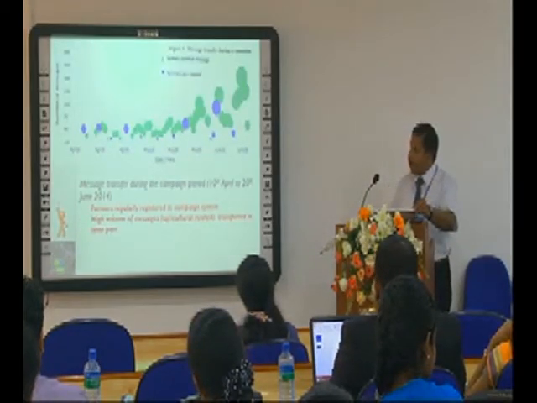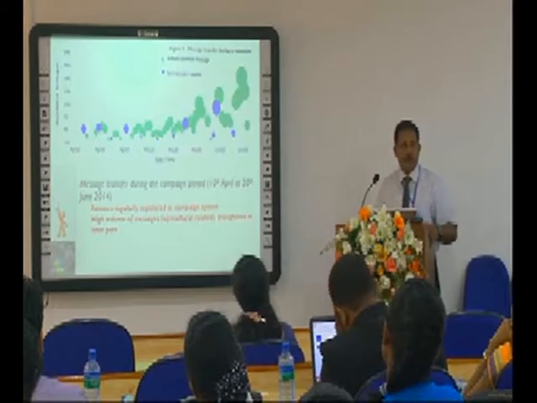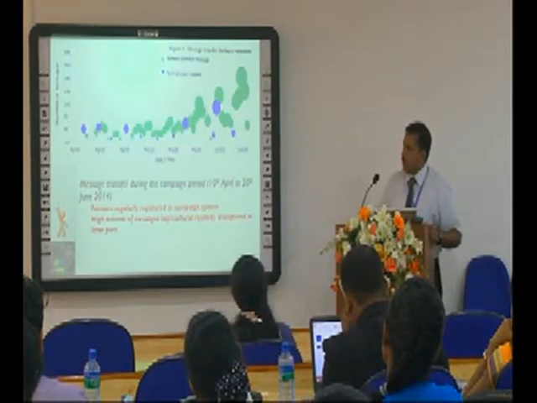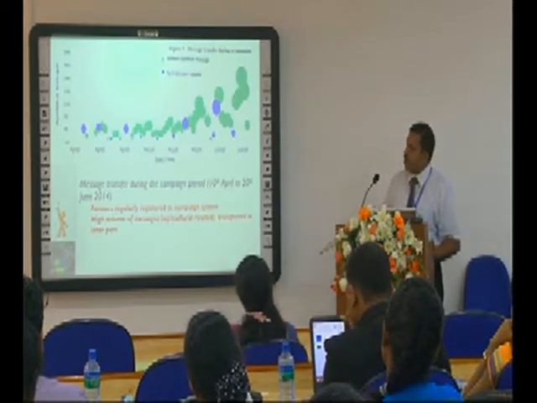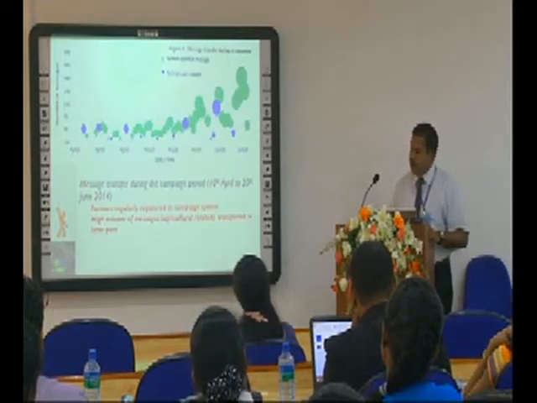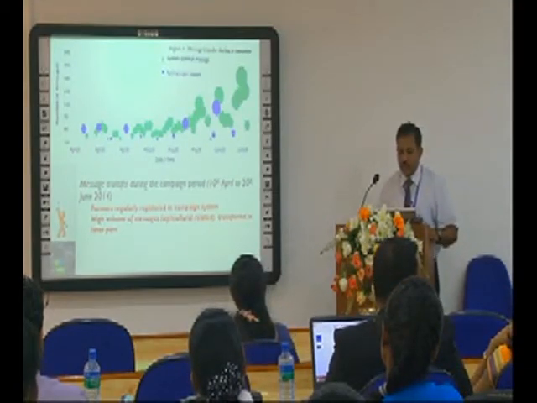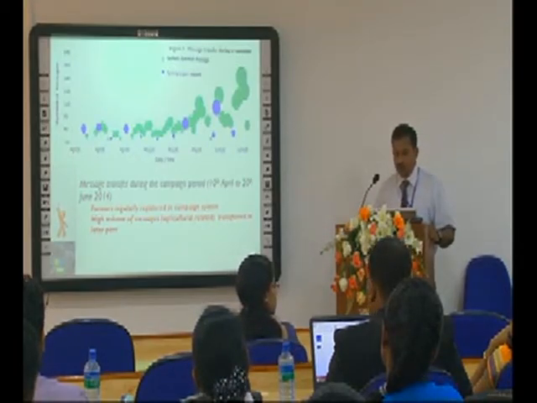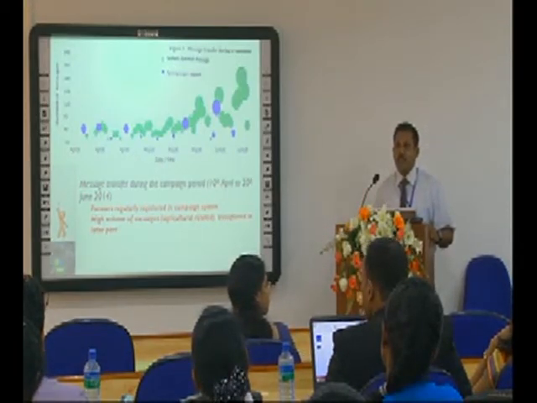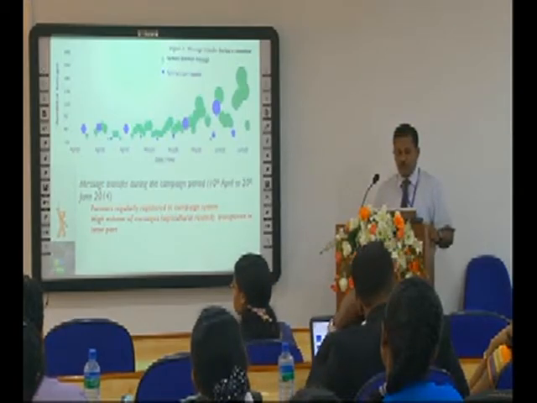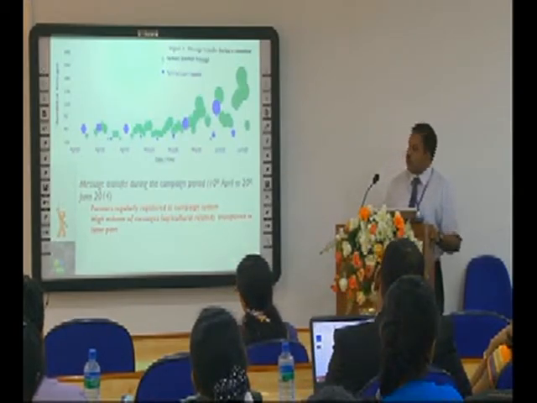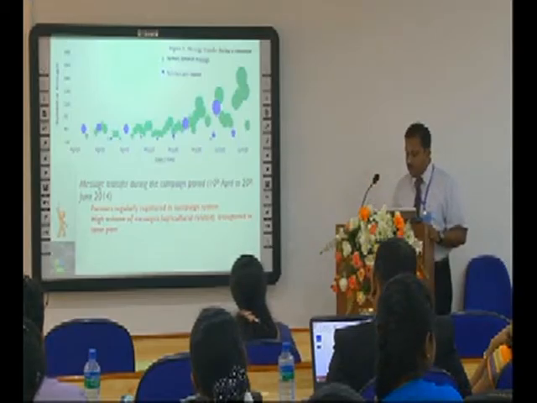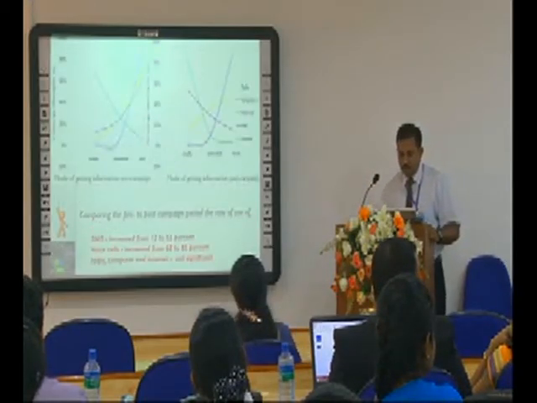So this is the message transfer during our campaign period. In the blue color, you can see that a lot of farmers joined our campaign, and in the green color you can see the volume of message transfer. This particular campaign was very popular among the farmers, therefore you can see the high volume of message transfer at the end of the campaign.